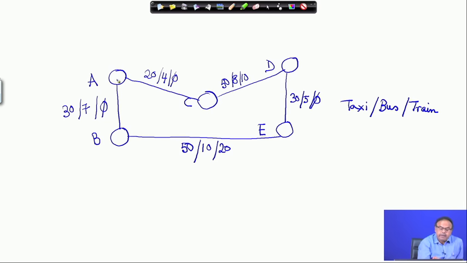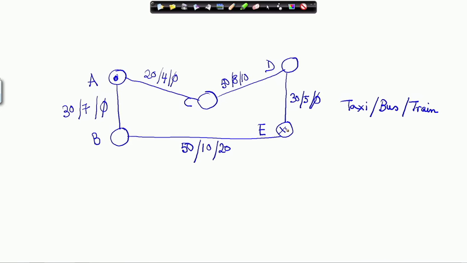Now, I am here and I have to reach this point from A to E. Now, I can go via A to C, C to D, D to E, or I can travel A to B, B to E, right. So, if I come from A to E by taxi, then it will be 30 plus 50, 80 rupees required. If I come via this path, it will be 20 plus 50, 70 plus 30, 100 rupees required.